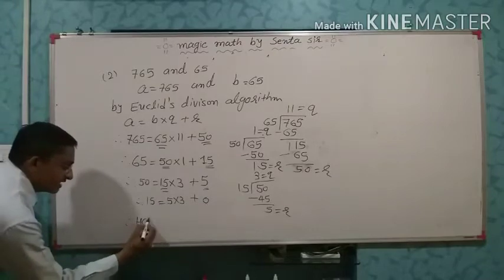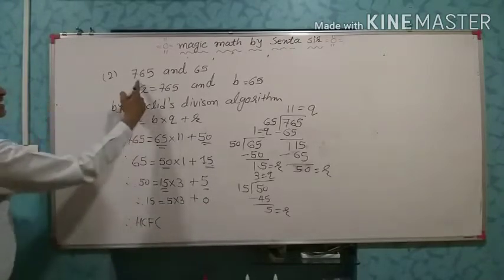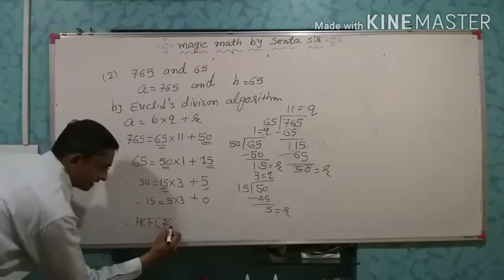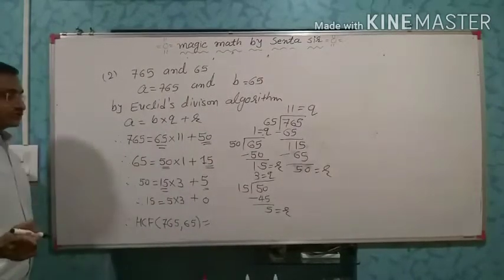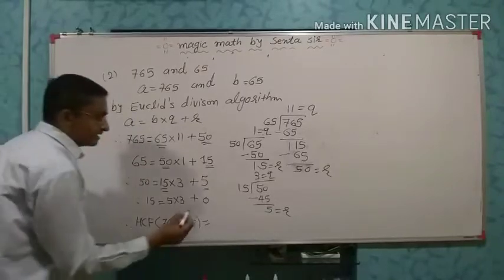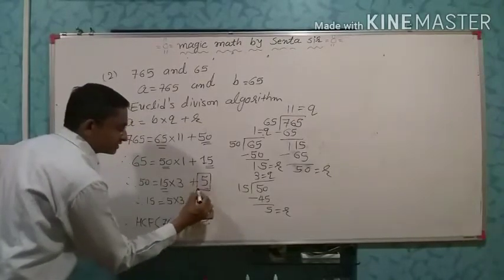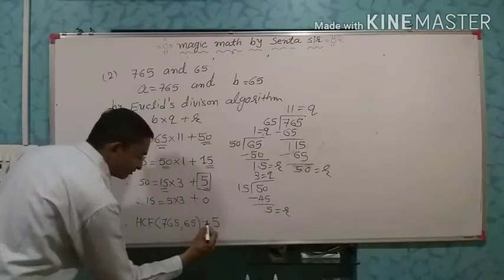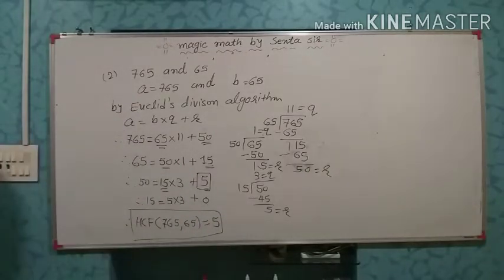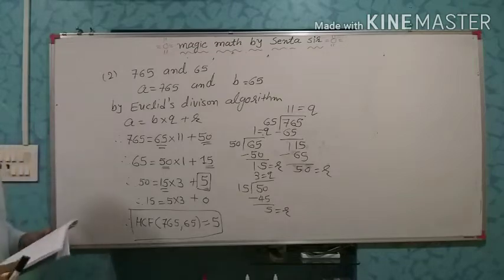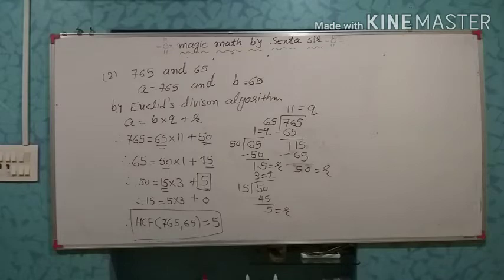Therefore HCF of 765 and 65 is equal to last non-zero remainder. लास्ट नॉन जीरो रिमाइंडर कौन सी है? 5 है. तो 5 इज द आंसर. Friends, it is a very easy method and it is very important for exam. Take a screenshot and write down in your notebook.